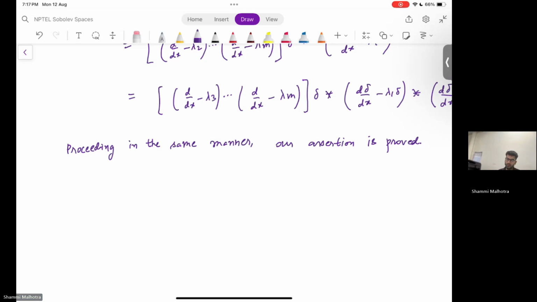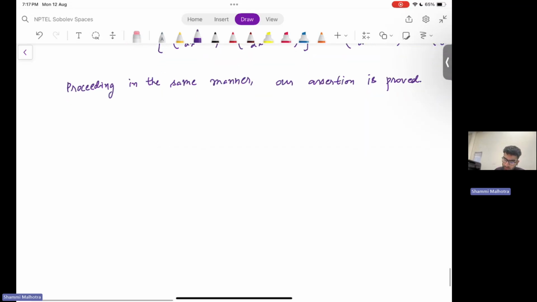So our next question is based on Fourier transforms of distributions only.